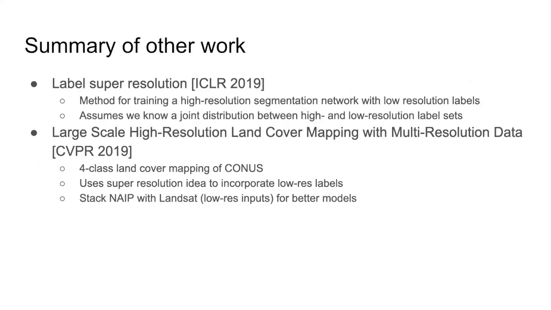And just briefly about other work that we do, we have this ICLR paper called Label Super Resolution, where we propose a method for training models using both low resolution data and high resolution data. So that's pretty interesting. We use this technique in a CVPR paper where we train models that we use for 1 meter level land cover mapping across the whole continental United States.